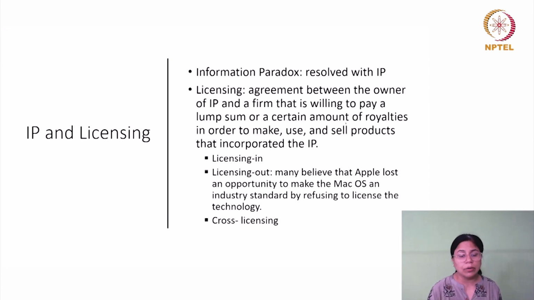Cross licensing we have already discussed in detail because we looked at the example of the smartphone and how different patents are engaged in it, and how the need of the hour is for companies to come together. Apart from that, on licensing out, there have been studies which point out that Apple lost out on the opportunity to make the Mac OS an industry standard because they refused to license the technology. They wanted to keep it as a core. So you now see a lot more competition coming into the market.